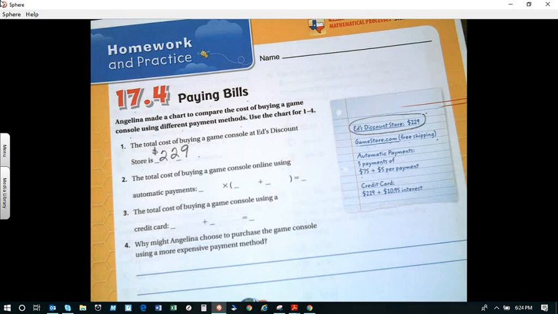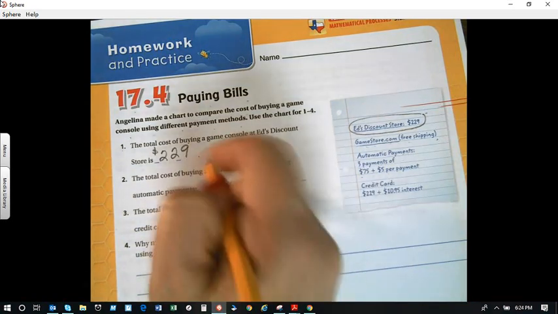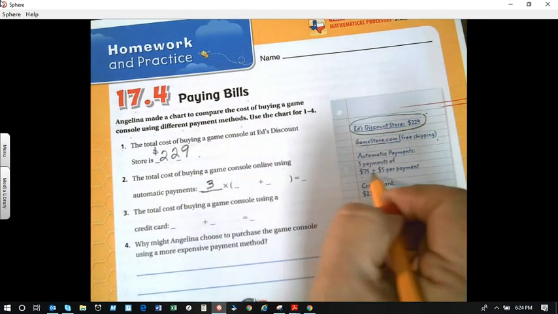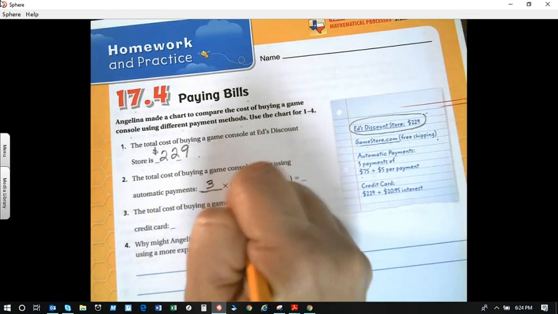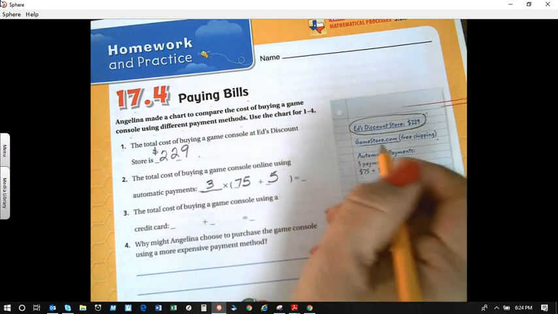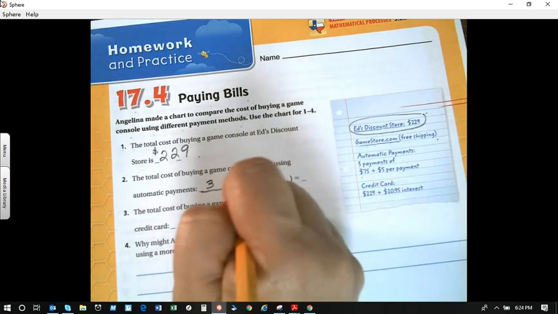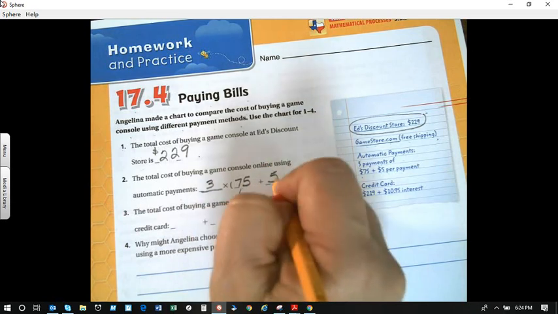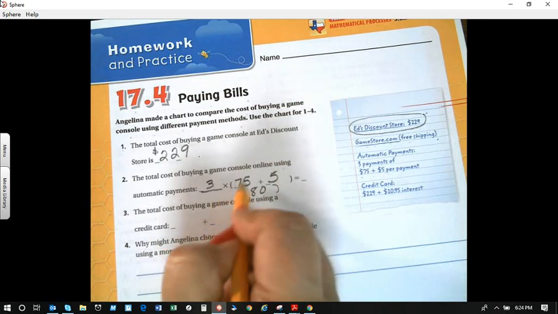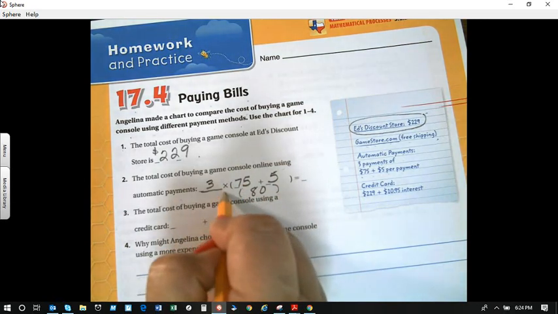So let's do an algebraic expression. I'm going to have my 3 payments times $75 plus $5 per payment. And how much will that equal to? Well, I'm going to put this in parentheses. What is 75 plus 5? That's right, it's 80. Then I'm going to multiply that by 3.